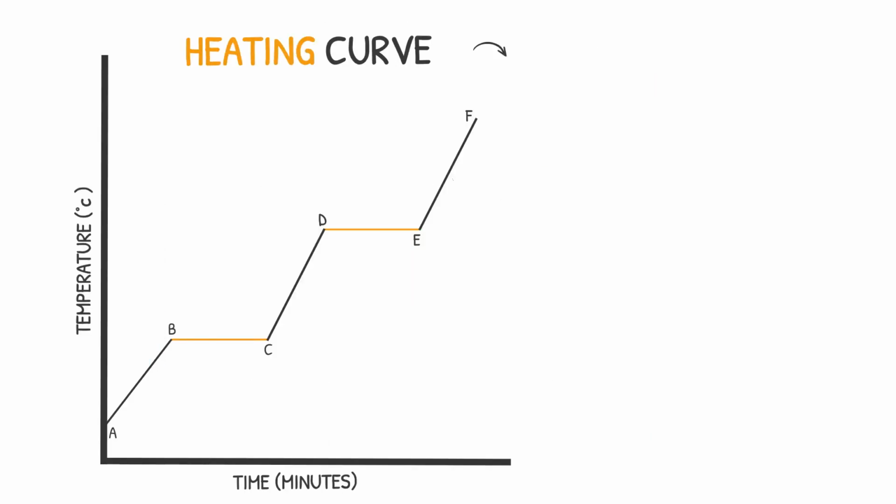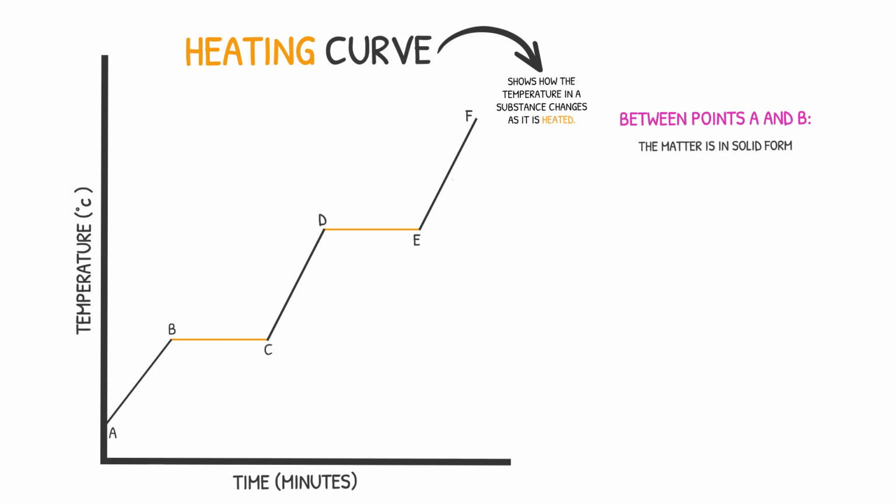Heating curves can be used to demonstrate the changes that occur when matter is heated. Between points A and B on the graph, the matter is in solid form. As the solid is heated and the particles gain energy, we see the temperature of the solid is increasing. And then, between points B and C, the temperature increase suddenly stops. This horizontal line on the graph is where the state change is taking place.